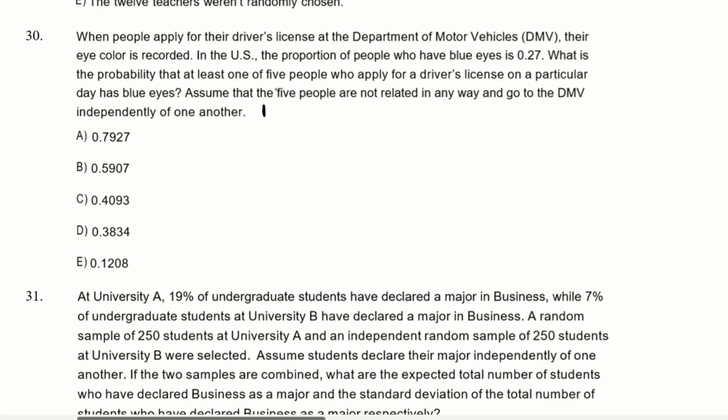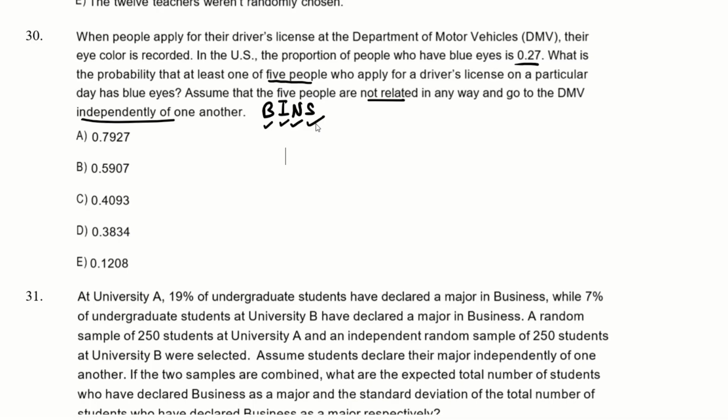All right, so let's see. Does it satisfy BINS, right? Is it binary? Well, yeah, either they have blue eyes or not, right? Are the people independent? Yes, we can assume because it says here that they go independently of one another, and they're not related. And is the number of trials the same? Do we have a specific number of trials here in this example? Well, yeah, it says 5 people, right? So that's our number of trials. So yes. And then the probability of success, is it the same? Well, yeah, it's 0.27 for blue eyes for every person. All right, so it's a binomial random variable, so we can use the binomial formula.